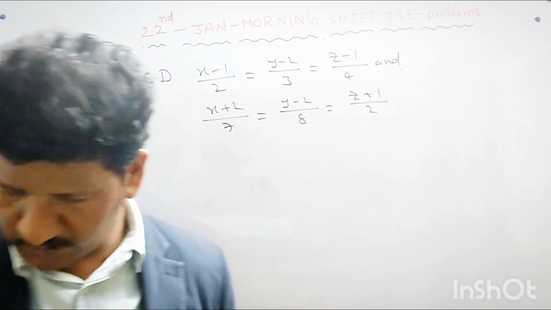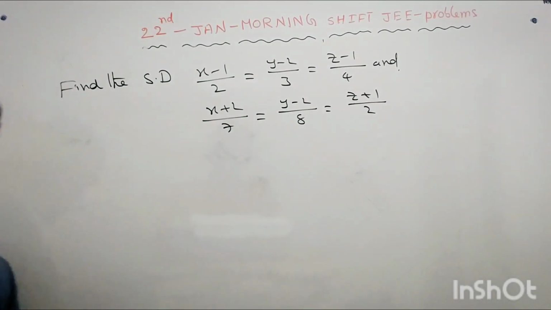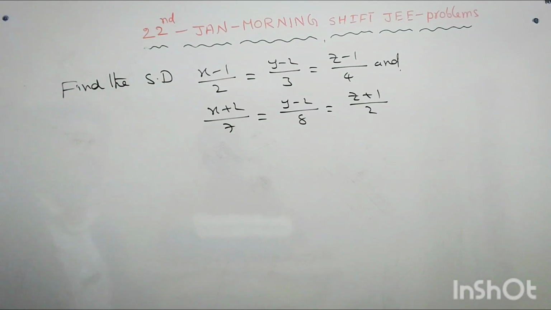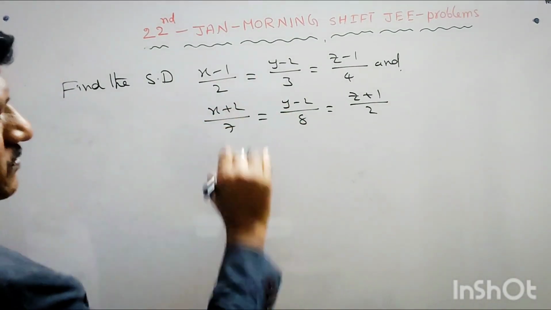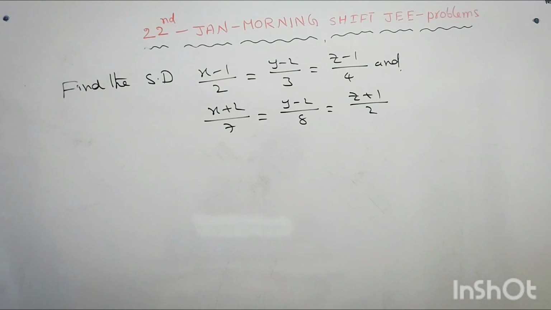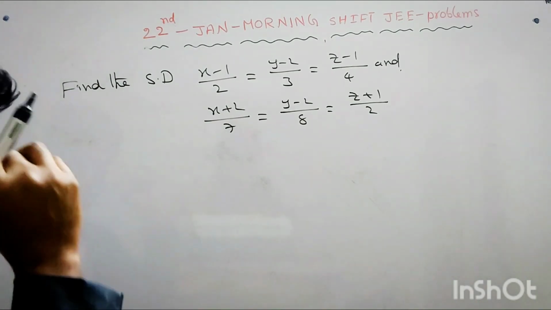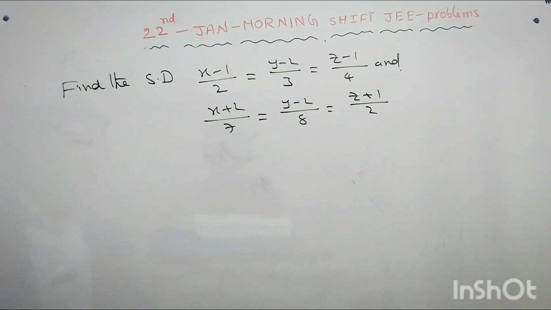Hello dear students. So this is the question from 3D geometry. Find the shortest distance between these two lines. Okay, right? Shortest distance, frequently they will ask in all the sessions. How to do shortest distance in shortcut method?